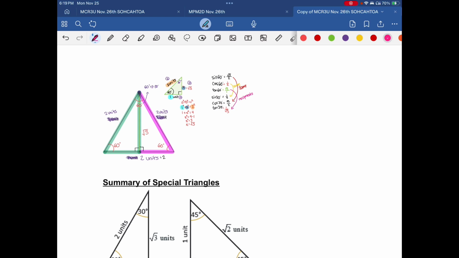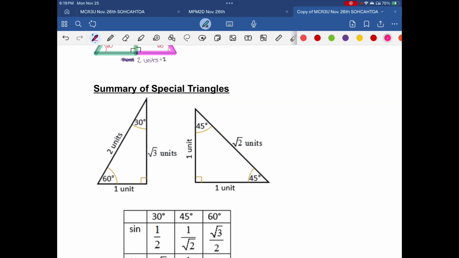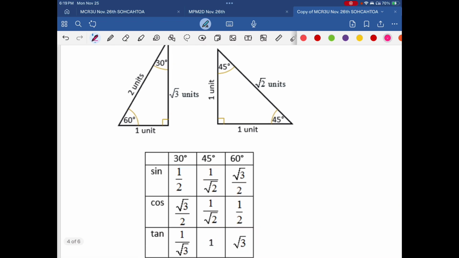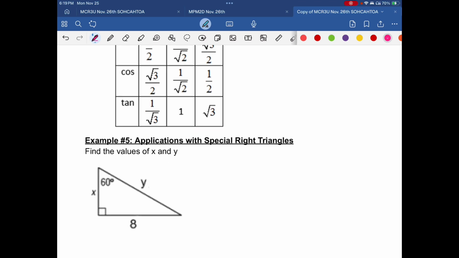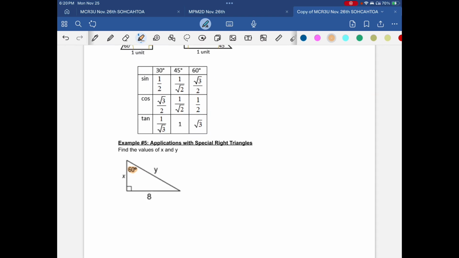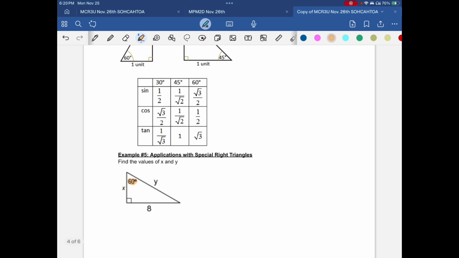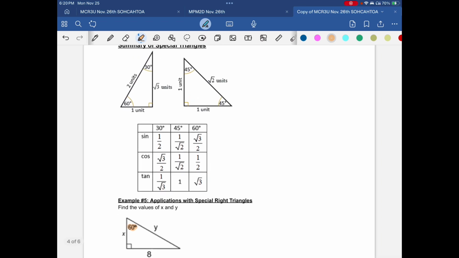Okay, so now you have seen the special triangles. Here's a brief review of them. As I promised, I will do one example of applications with special right triangles. How would we go about doing this? Well, I'm seeing my 60-degree angle right now, so I know exactly which special triangle I'm dealing with. And it is this one. I want to find the values of x and y.